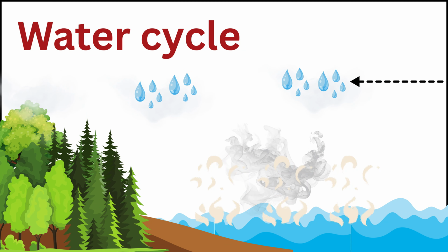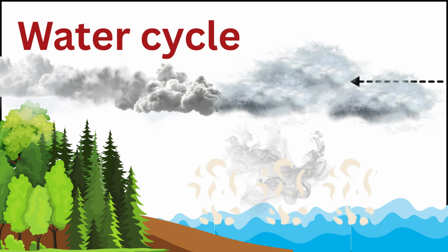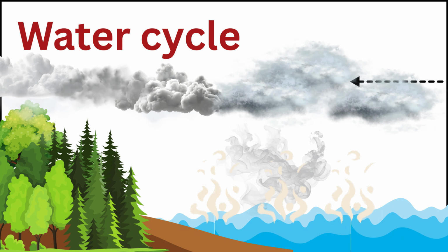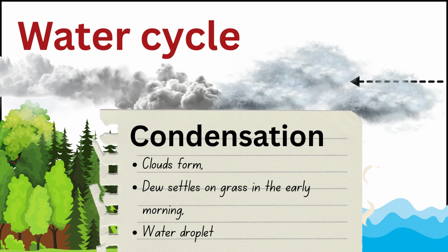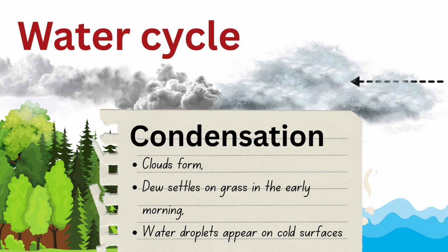When millions of droplets come together, clouds become visible. Over time, the droplets combine, grow larger, and prepare for the next stage. Condensation is the reason clouds form. Dew settles on grass in the early morning, and water droplets appear on cold surfaces.